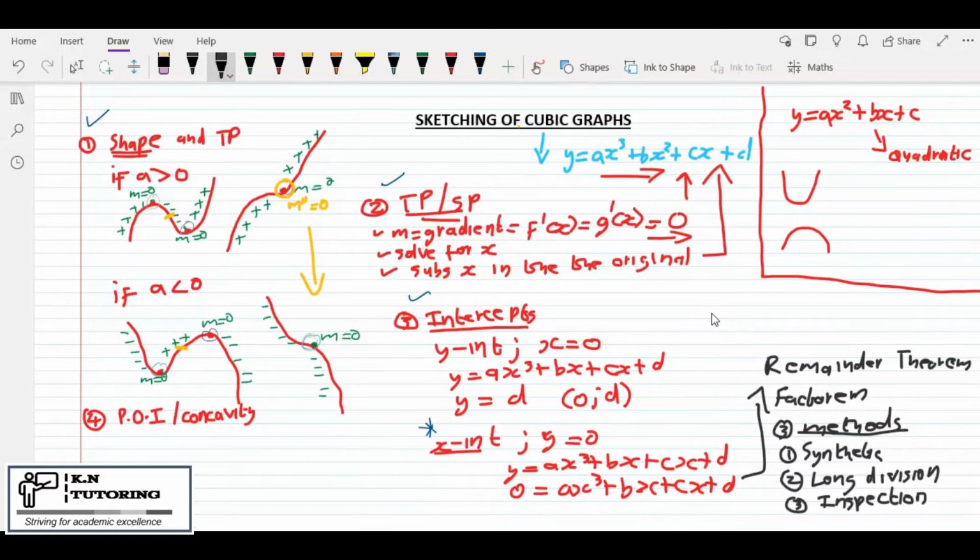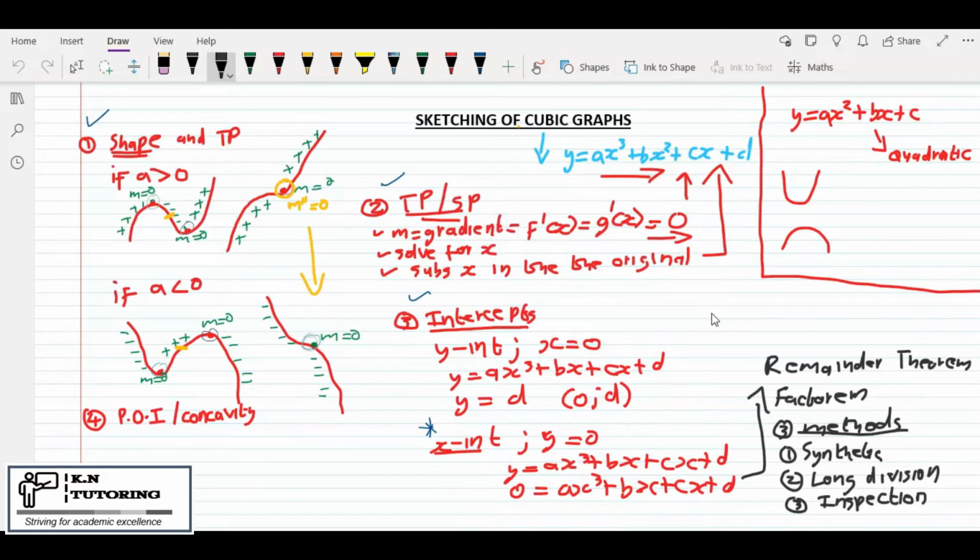After getting the x-intercepts, you need to get the corresponding y values, because what is our aim? Our aim is to get the coordinates. So after getting the x values, you substitute the x values into the original graph for you to get the corresponding y value. So that's why it's very important to choose a method that you are confident about, and it's going to be easy for you to get the answers very quickly.